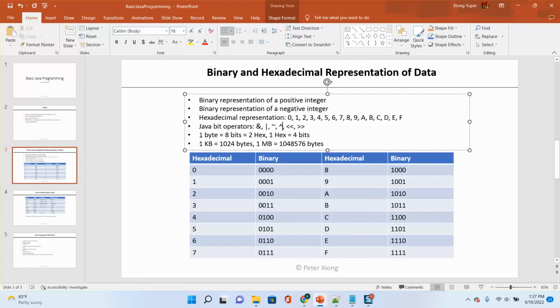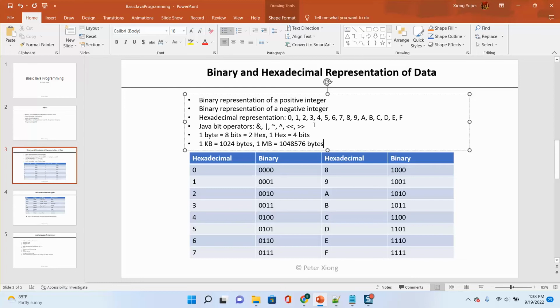And then here I give some basic numbers, like 1 byte equal to 8 bits, equal to 2 hex. Right? 1 byte has 2 hex. And 1 hex equal to 4 bits. So 1 hex and 4 bits are in 1-to-1 correspondence. 1 kilobyte is 2 to the 10th power bytes, which is 1024 bytes. And 1 megabyte is 1048576 bytes, which is 2 to the 20th power.